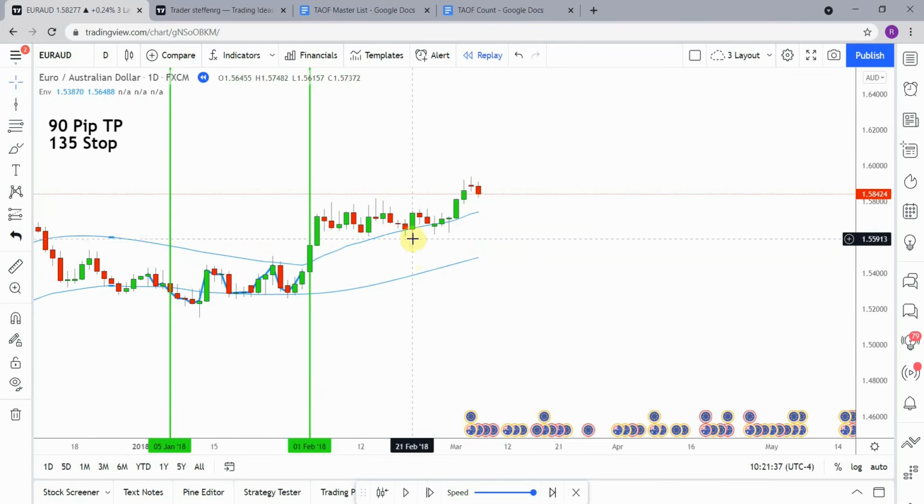But then sometimes we see that this candle right here will open within the band. So let's see the open of this. We're looking at the open here. So we're at 1.5645.